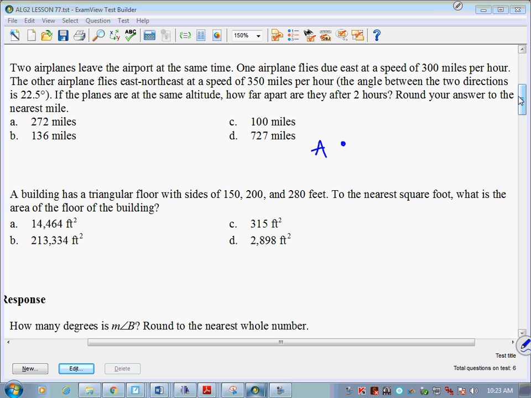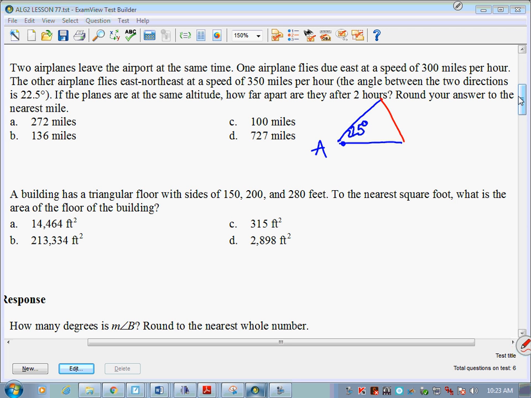One airplane flies due east at 300 miles per hour. Boom. Okay, the other airplane flies east, northeast at 350 miles per hour. The angle between the two directions is 22.5. So we can put a 22.5 degrees right there, correct? All right. If the planes are at the same altitude, how far apart are they after 2 hours? So we're going to end up looking for this length right here, right?